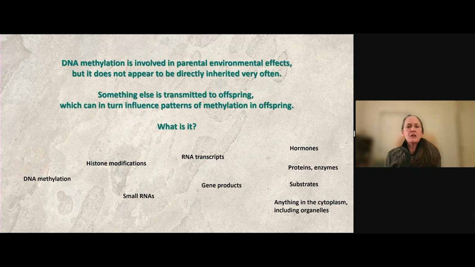The DNA methylation appears to be involved in parental environmental effects, but it does not appear to be directly inherited very often at all. That means that something else must be transmitted from parents to offspring, and that something else, in turn, is influencing the patterns of methylation in offspring. So the final question is, what is it that's actually being transmitted from parents to offspring? Well, at this point, I can't tell you what it is. We don't know, but we are investigating.